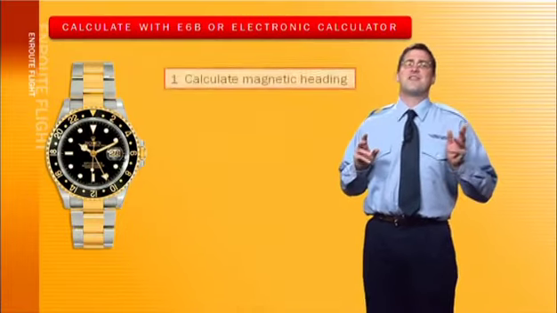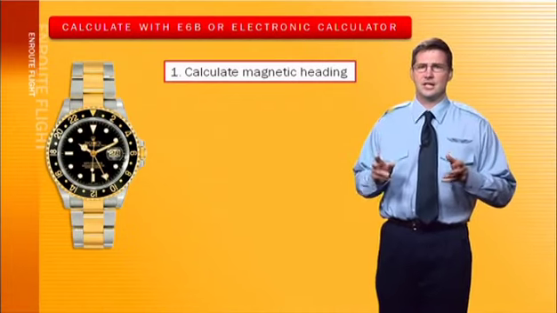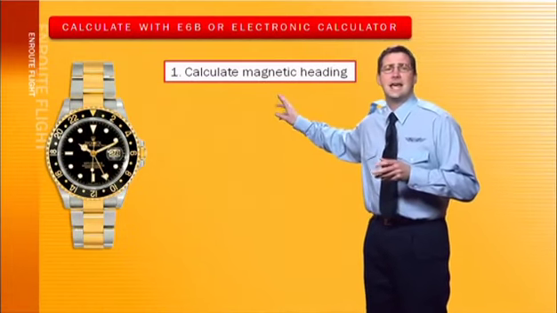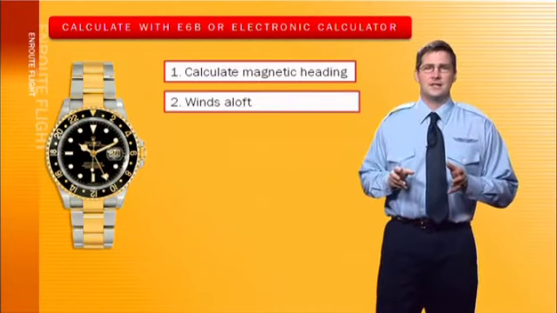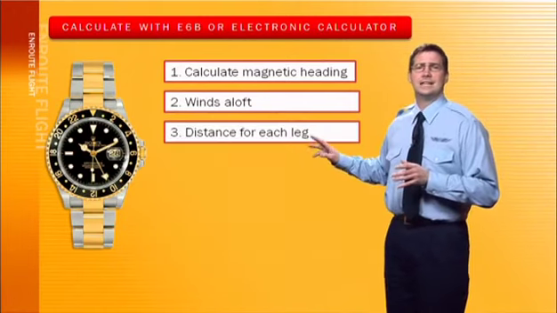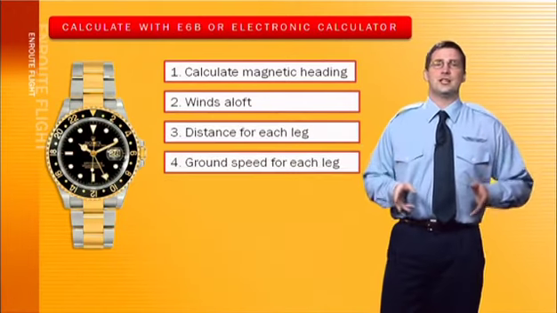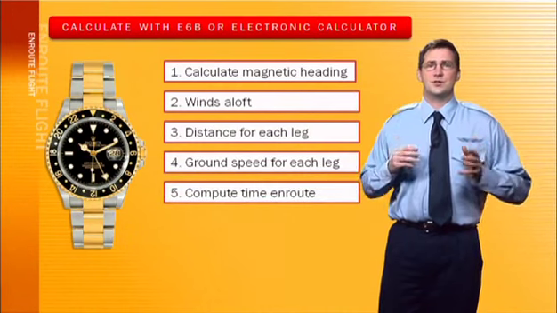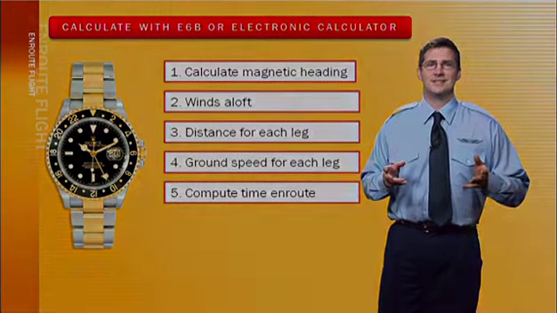There are really 5 variables to consider for these calculations, including calculating the magnetic heading, winds aloft, distance for each leg, ground speed for each leg, and completing the process with computing your time en route. Now, Barry, do you have a rule of thumb for accounting for time differences when flying between time zones?